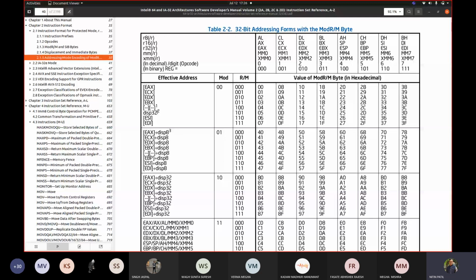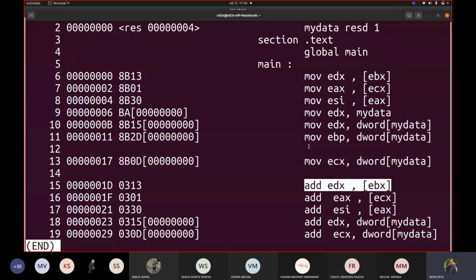So let me go back here and let us see this code. We wrote mov EDX, EBX. We wrote the same thing, only I replaced mov by add. So you will see that this ModRM was kept the same. Same thing with EAX, ECX, 01, ESI, EAX, 30. EDX, divide my data, EDX, divide my data, add. So 15 was the same.